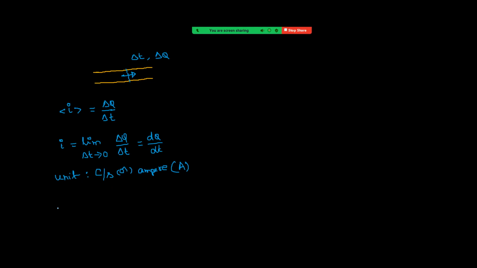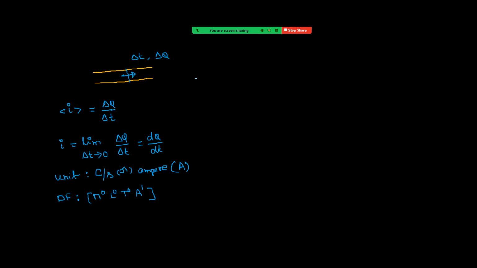Coming to the dimension formula, it is M to the power 0, L to the power 0, T to the power 0, A to the power 1. So this is a fundamental quantity. Its meaning is it does not depend on other quantities like mass, length, time. These are the fundamental quantities which do not depend on other quantities. In the same way, current is also one of the seven fundamental quantities.